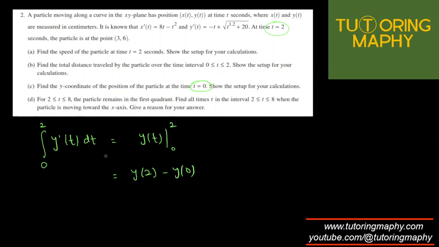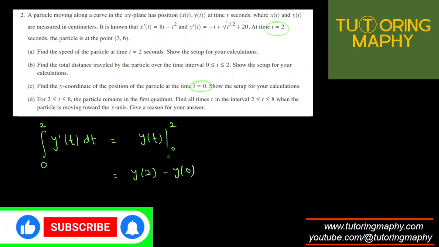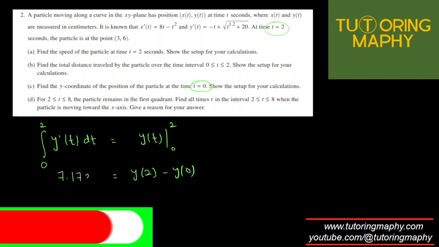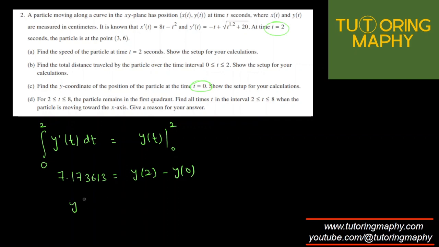And for this, I'm going to use a calculator real quick. So I'm going to do integration from 0 to 2 of y prime t dt. If I do that, I'm going to end up with an expression which looks like 7.173613. So all we have to do is plug in the value of y of 2, which is 6 over here. So 6 minus y of 0. I'm going to subtract 6 from both sides.